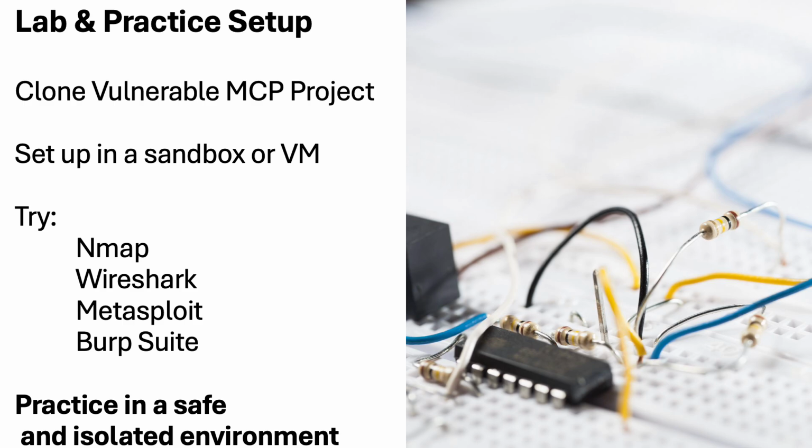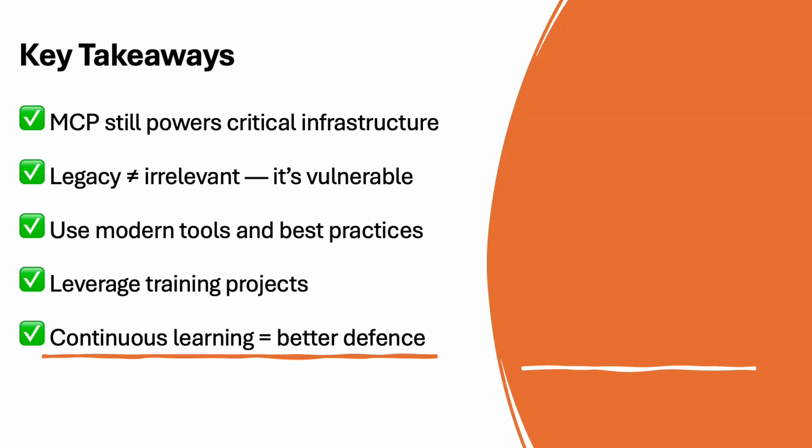If you want to explore MCP system yourself, look for vulnerable MCP project on GitHub or other security forum. Set it up in a virtual lab and use tools like Metasploit, Wireshark, and Nmap to get hands-on. Legacy doesn't mean forgotten. MCP servers still power critical system, and it's up to us to make sure they are secure.